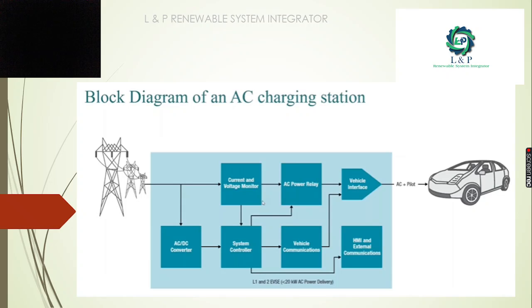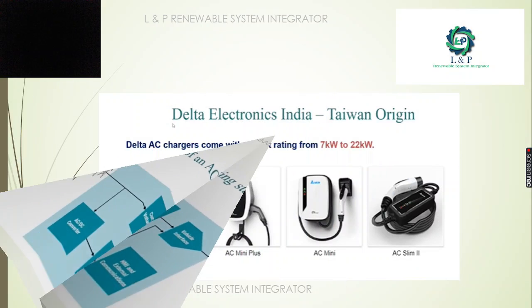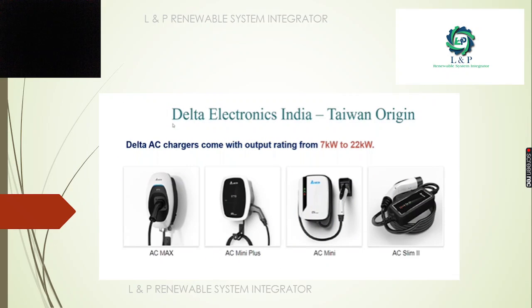Most importantly, in our vehicle also we will have a pilot. Through the pilot only the communication is getting established between the charging station and the vehicle. This is one example from Delta Electronics, from Taiwan. For 7 kilowatt to 22 kilowatt, this many different types of AC chargers we can use.